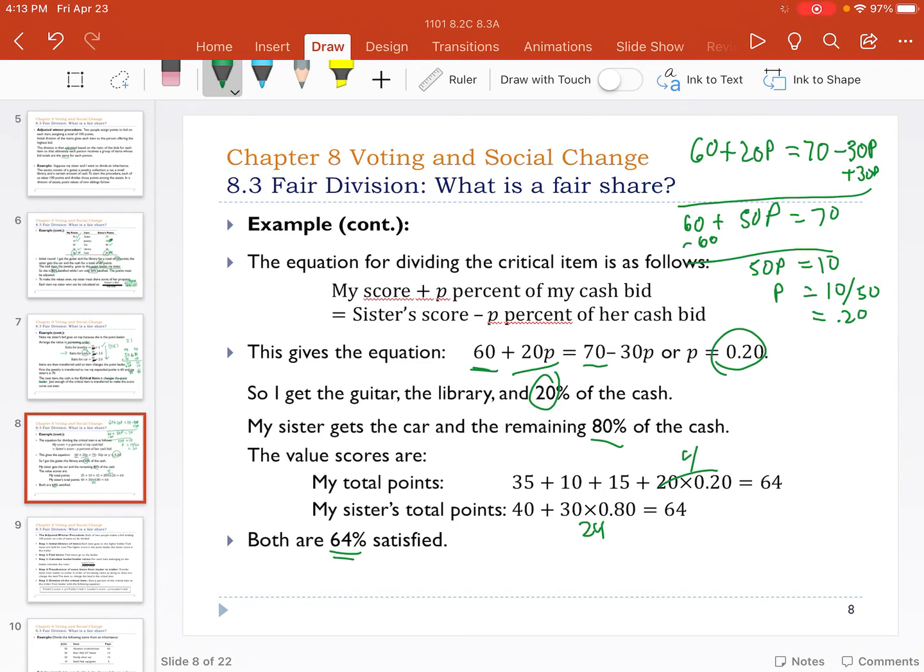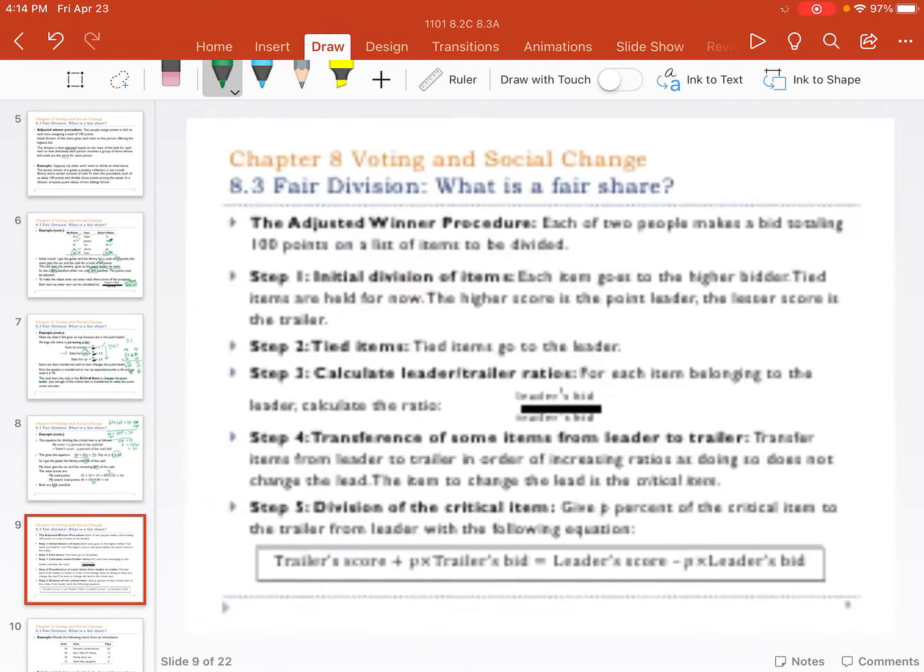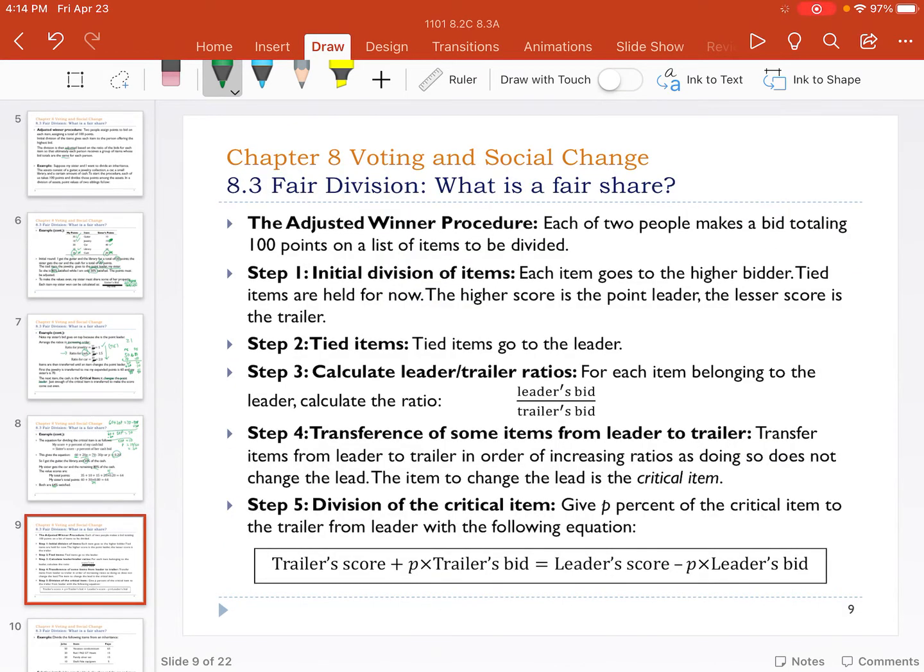Now, we're not putting cash amounts on everything. That's for something from the next section, which we'll get to later, next part of 8.3, but not quite yet. Okay, so we have what's called, and we can give you an example here, I suppose. We could look at that later on. But for now, let's just look at this one here, example 8.15, the adjusted winner procedure.